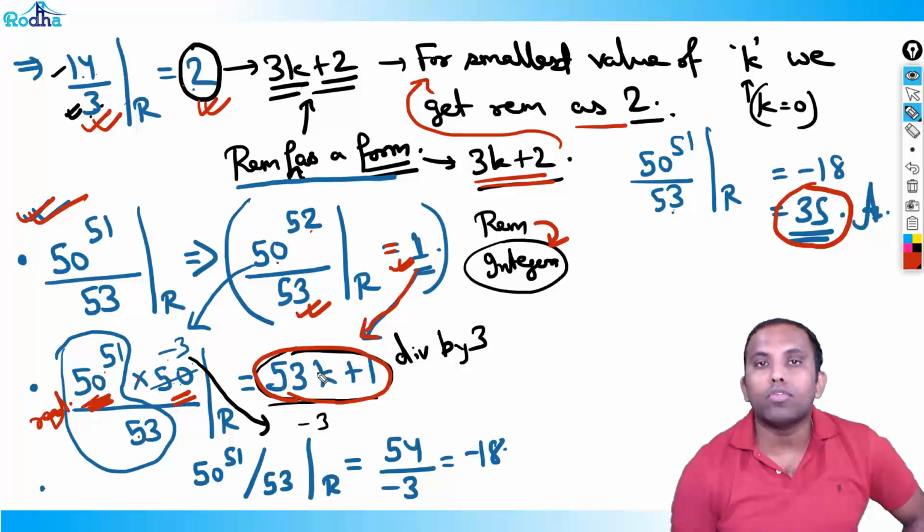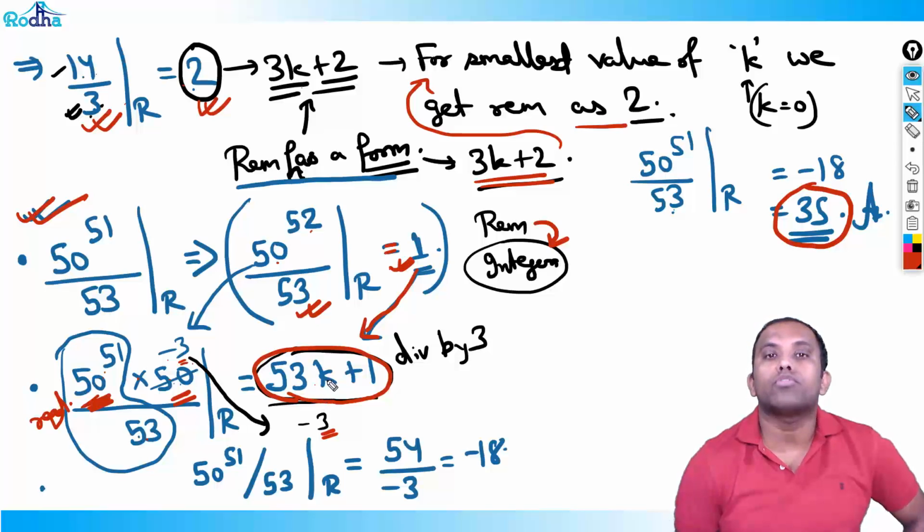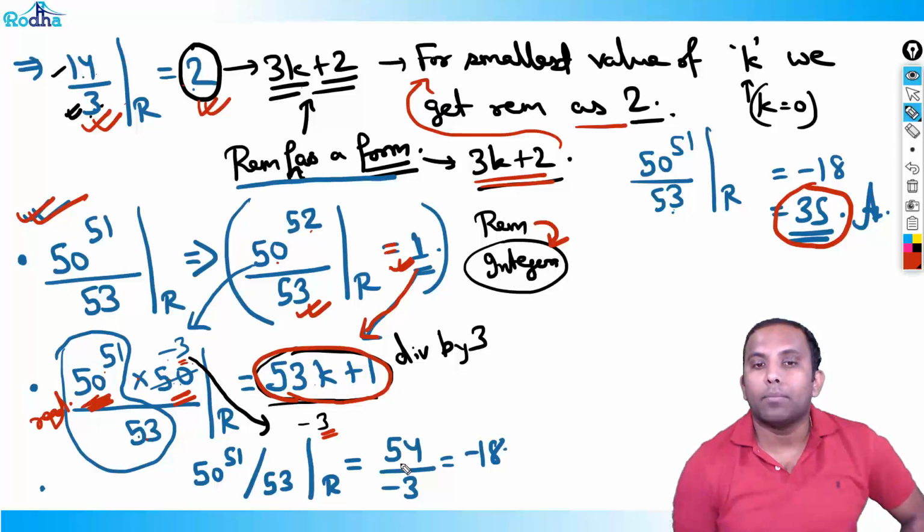So I want a number of the form 53k plus 1 such that it is divisible by 3, because this is the minus 3. At what value is it divisible by 3? Simply observe that at k equal to 1 it is divisible by 3, because it becomes 54. At k equal to 0 it is not, it is 1. At k equal to 1 it is 54.